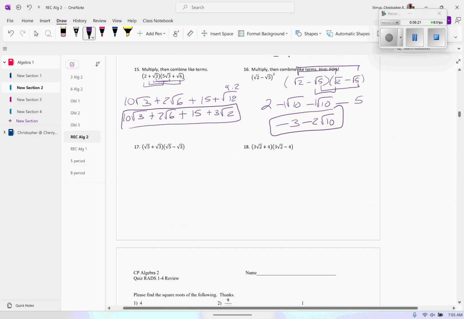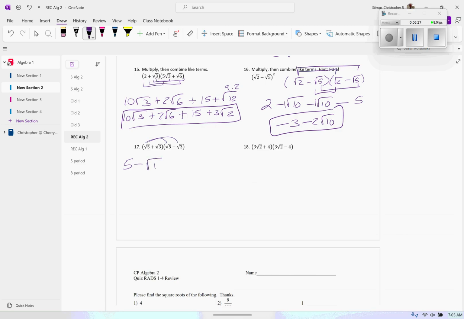Go ahead and FOIL this. So root 5 times root 5 is root 25, which is 5. Minus root 15 plus root 15, minus root 9, which is 3. Those cancel, so 5 minus 3 is just 2.